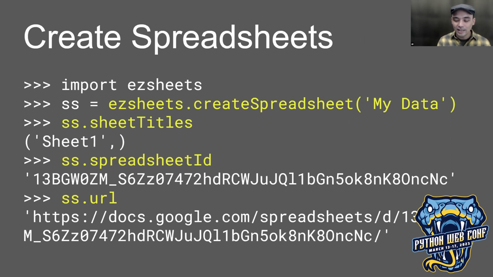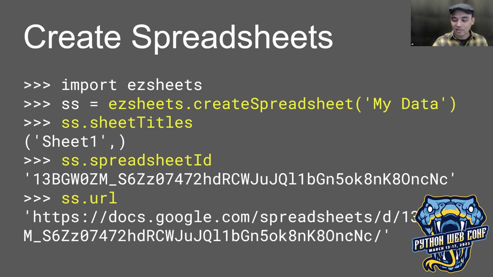So yeah, EasySheets is fairly similar to OpenPyXL. There's a create spreadsheet function if you want to create a brand new spreadsheet, and it's going to have one sheet object associated with it. You can view that under the sheet titles attribute. Also, all these spreadsheet objects are going to have a spreadsheet ID, which is this complicated thing that's generated for you, and that is used in the URL, which you can also view under the URL attribute right here.